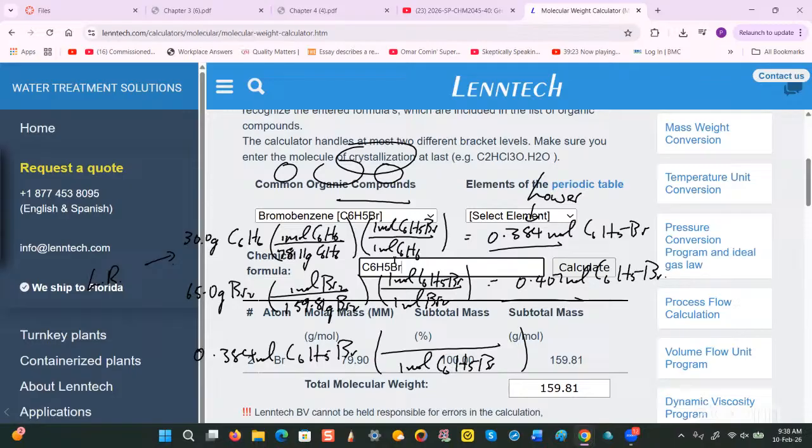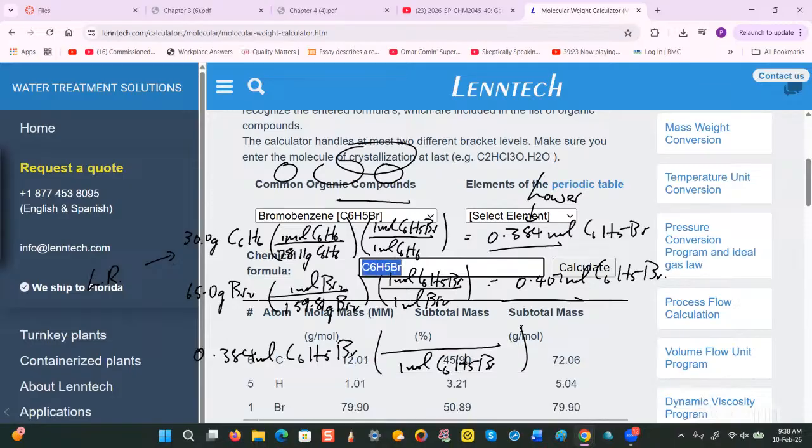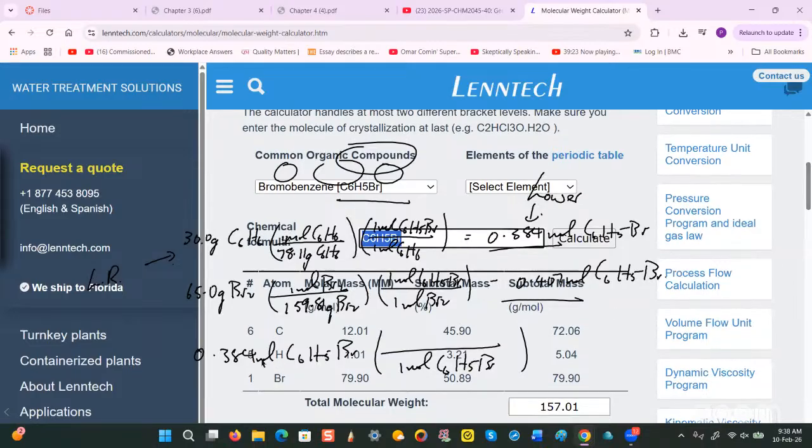C6H5Br. And let's see what this gives here. 157.41. So that goes up here. 157.01 grams of C6H5Br. And let's see what that gives.